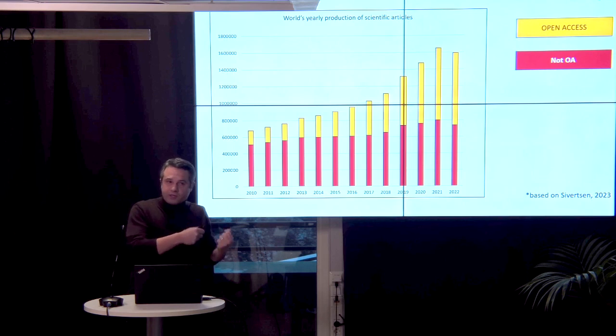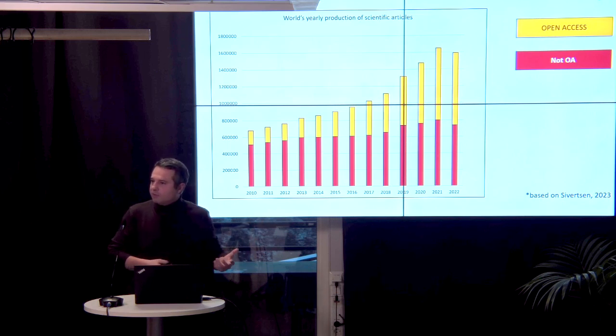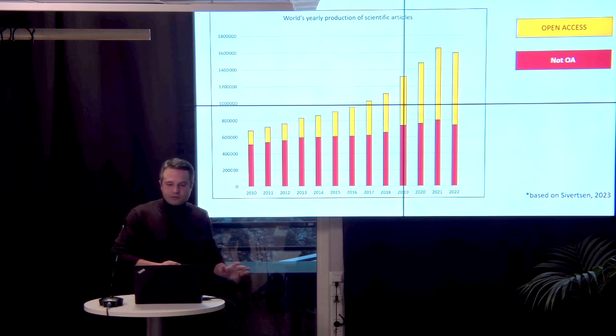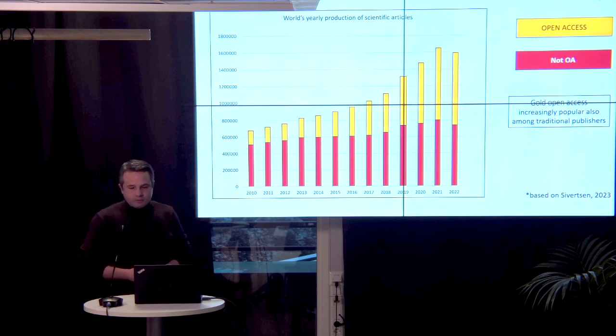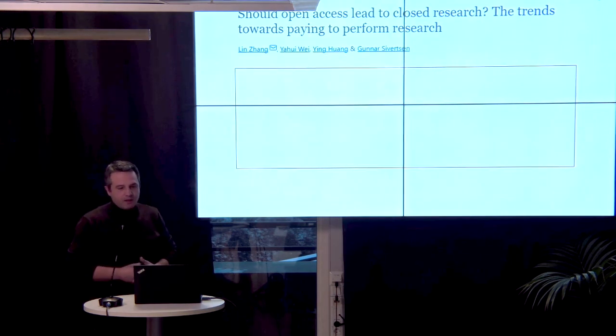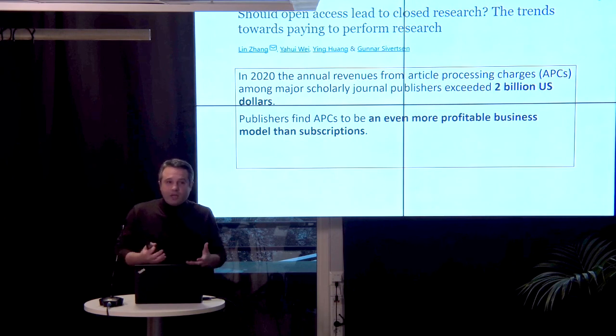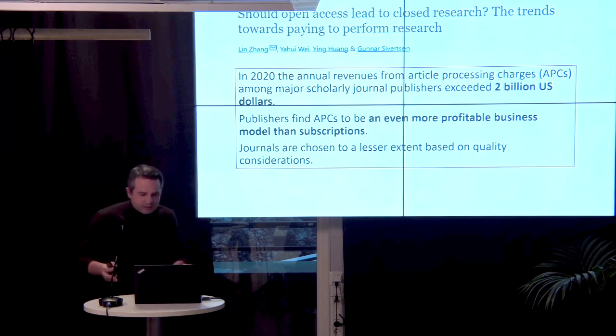Also, the traditional publishers actually start to like this business model. So gold open access is actually becoming the strongest way. The majority of articles recently became gold open access, not hybrid, not closed anymore. It started to be very popular also among traditional publishers. Again, in a paper from Gunnar and colleagues, they comment that in 2020 the annual revenues from APCs among major scholarly journal publishers exceeded 2 billion dollars. And publishers actually find APC an even more profitable business model than subscription based. So journals are chosen to a lesser extent based on quality considerations.